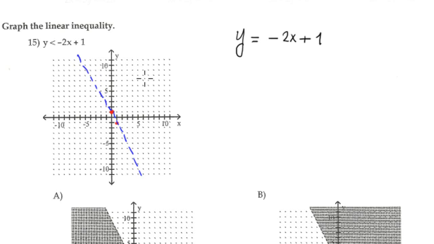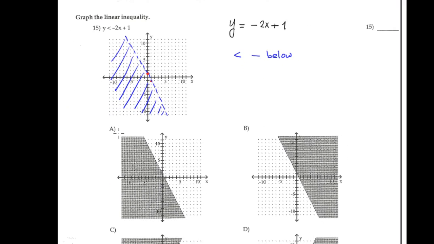Okay, now you have less than, remember, when this less than is below the line, so you shade this part, that corresponds with the option A.